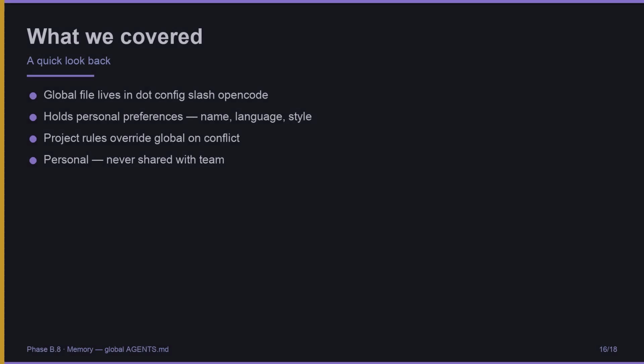Simple split. Quick recap. The global file lives in .config/opencode/agents.md. It holds personal preferences, name, language, style. Project rules override global on conflict. And it is personal, never shared with the team.